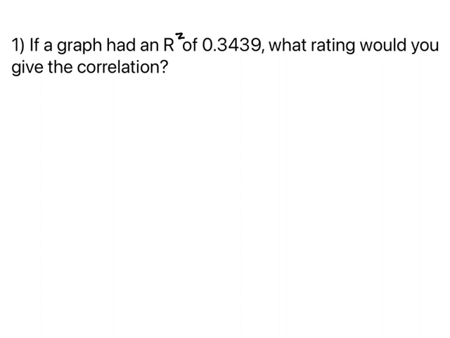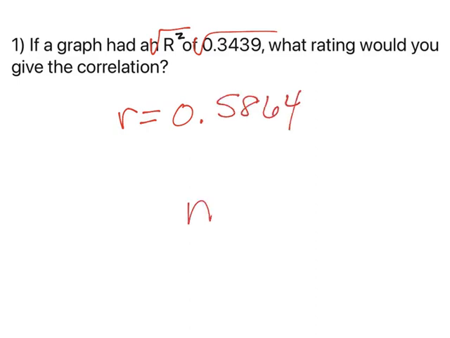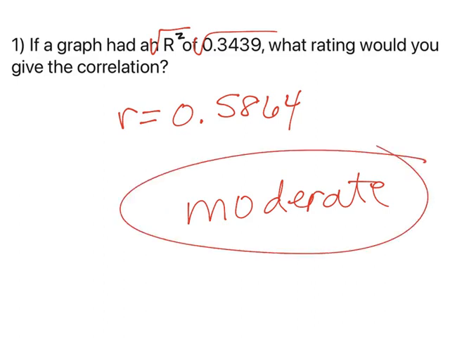So if a graph had an R squared of 0.3439, what rating would you give the correlation? Okay, once again, we've got to square root both sides. So that would give me an R equals 0.5864. Now, we would say this is moderate. I can't tell you if it's positive or negative without the graph or more information, because R squared is always going to be positive, always. So we would have to see the graph, but this would have a moderate correlation based off that information.